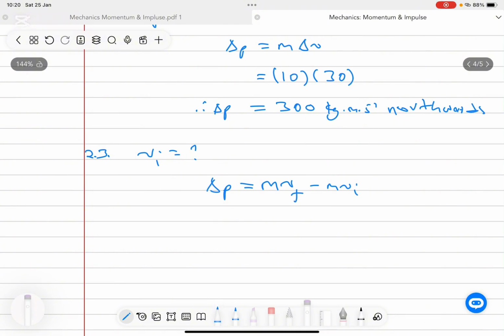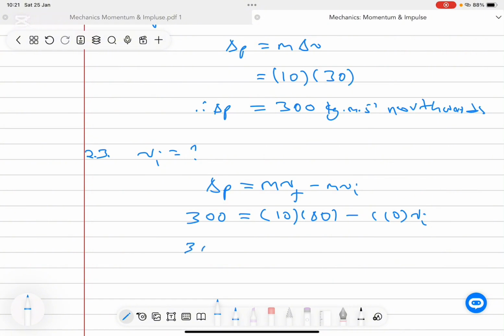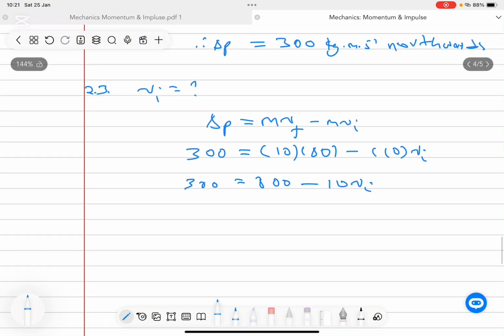And from here, it becomes a substitution problem, because we know our change in momentum from the previous question, which is 300 kilogram meters per second. And we know that our mass is 10. Our final velocity, we said it has increased to 80. Then we have the 10 and we are looking for the initial velocity. Now here I'm going to have a 300 and here I'm going to have an 800 because I'm just multiplying by a 10. Then here I just have a 10 VI.